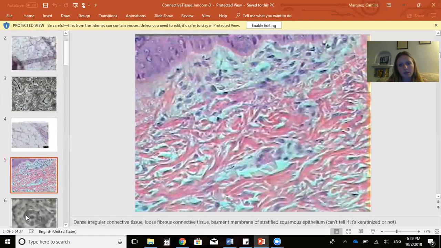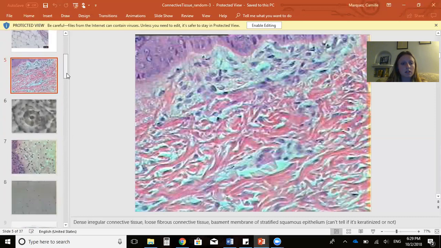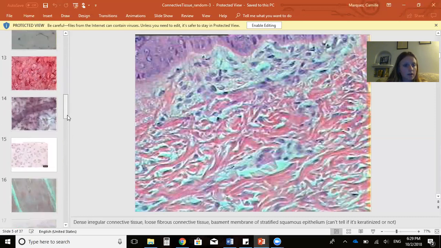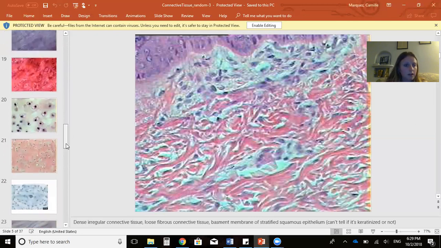If you were to get this picture, this pink part is your dense, irregularly arranged fibrous connective tissue, and the little dots in it are your fibroblasts, because you don't have mast cells in your dense, irregularly arranged connective tissue.